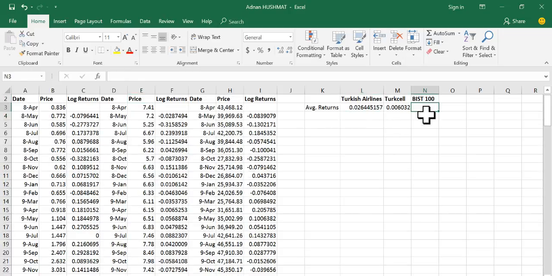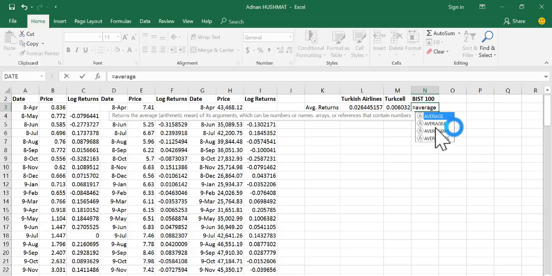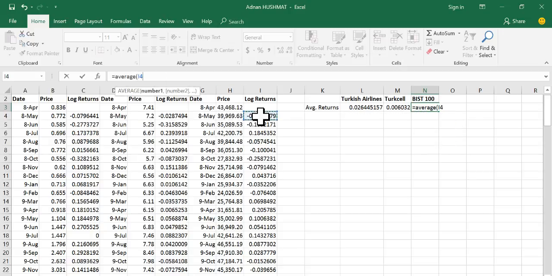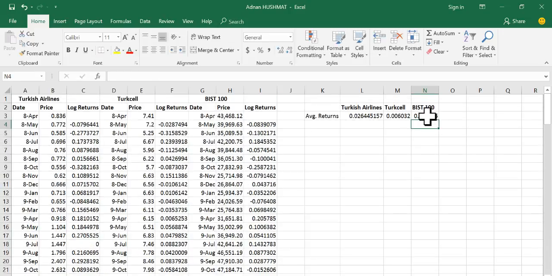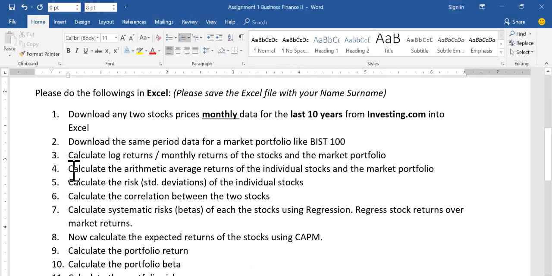Likewise you will do it for BIST: equal to average, and I can write it here as well. The log returns are here, so I close the bracket. Now we have average returns. Let's make it bold: average return for Turkish Airlines, Turkcell and BIST 100. Okay, great. So we are done with number 4, arithmetic average returns of the individual stocks and the market portfolio.